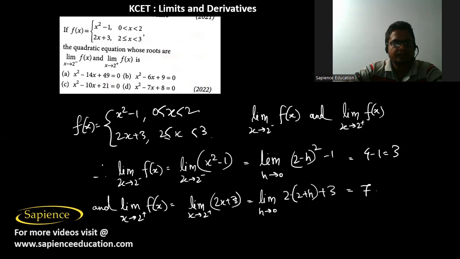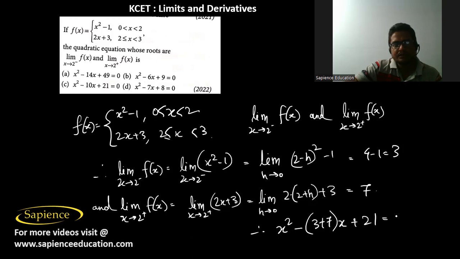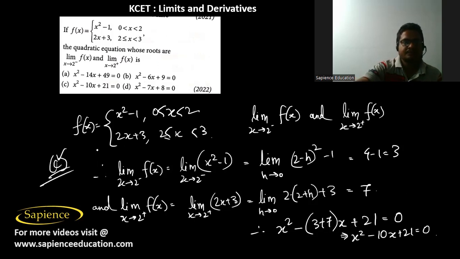Okay, so we have to find the quadratic equation whose roots are 3 and 7. So therefore it will be x square minus of 3 plus 7 into x plus 3 into 7, which is 21, that is equal to 0. So we can write x square minus 10x plus 21 equal to 0. Here we should have the sum of the roots, and here the product of the roots. So option C is the correct answer.